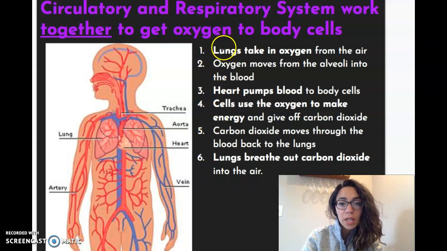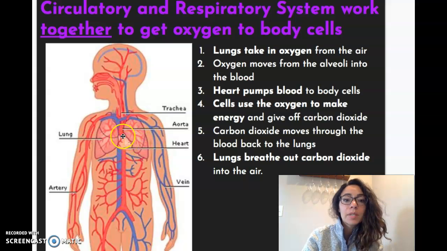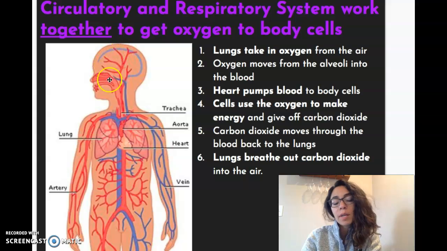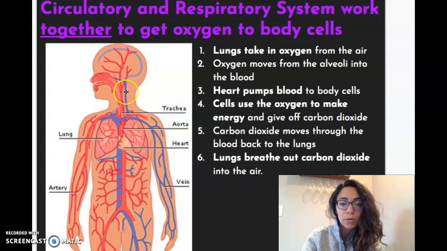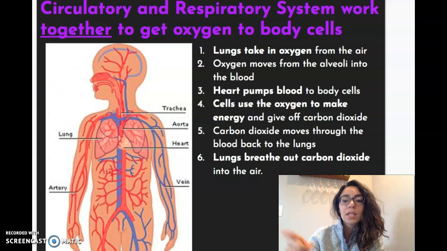So the circulatory system and respiratory system help to bring the oxygen to those cells. So first, the lungs take in oxygen from the air. The oxygen moves from the alveoli in the lungs into the blood. The heart pumps that blood to the body cells so the cells can make energy, and they give off carbon dioxide as a waste product. That carbon dioxide flows back through the veins, blood vessels, back to the lungs, and then we can breathe the carbon dioxide out. Okay, so it's a cycle.